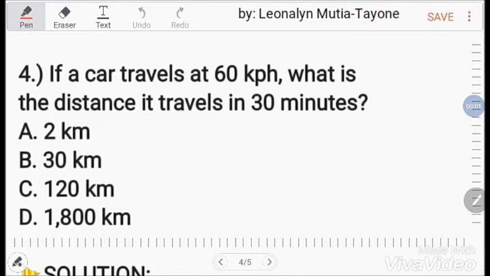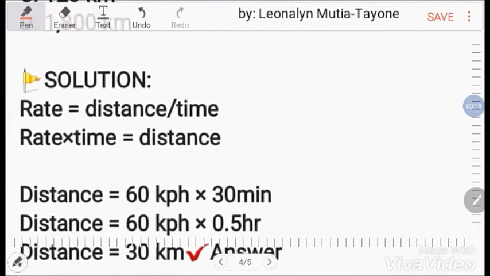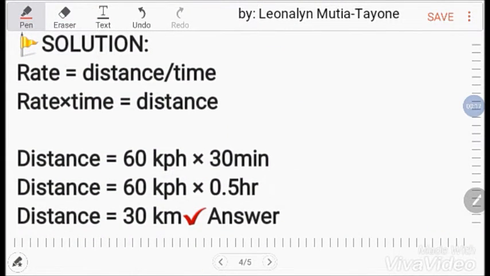Next, if a car travels 60 kph, what is the distance to travel in 30 minutes? So, pareho lang din sa una. Half ng 60, and that is 30. So, ito yung detalyado nating solution dyan. Pwede nyo i-post para mas makita nyo.